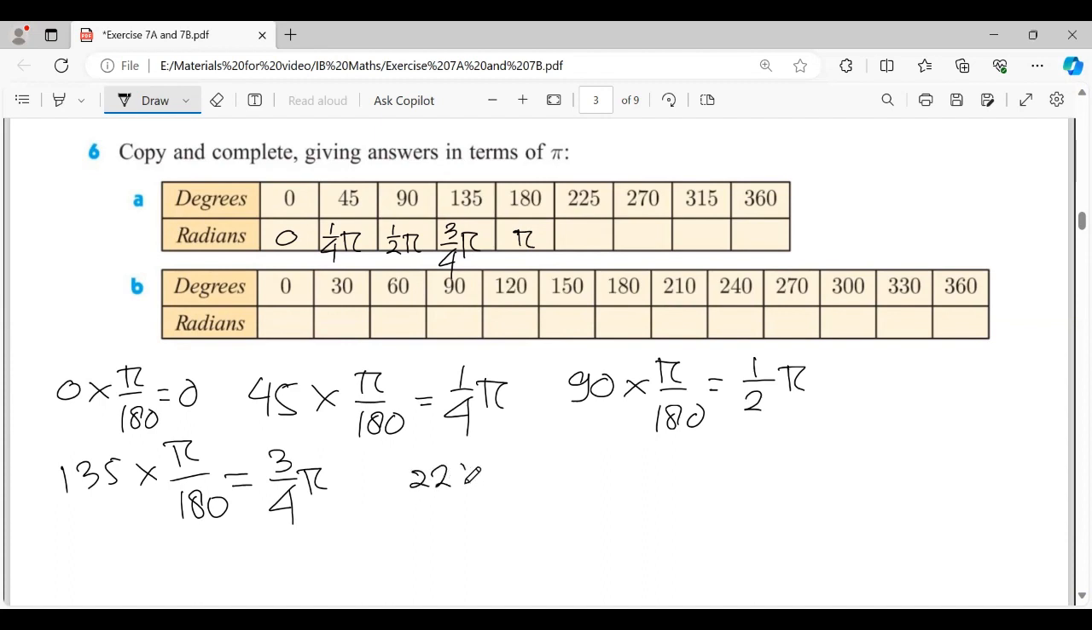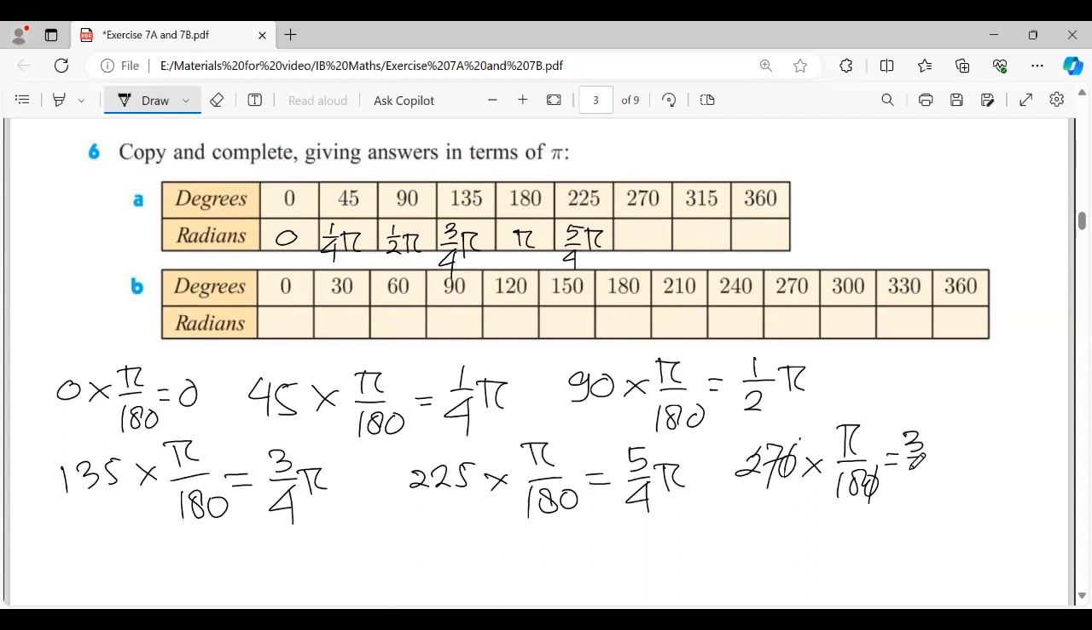And if 180 of course is pi, if 225 times pi over 180, it's going to be 5/4 pi. So this is 5/4. After 270 times pi over 180. Okay, cancel zero, becomes 3/2 pi. So 3/2 pi with the same procedure. 315 degrees equals 7/4 pi, and it is 2 pi.